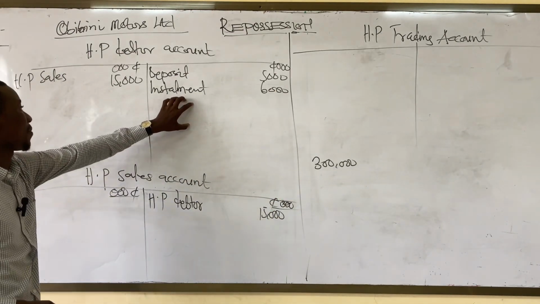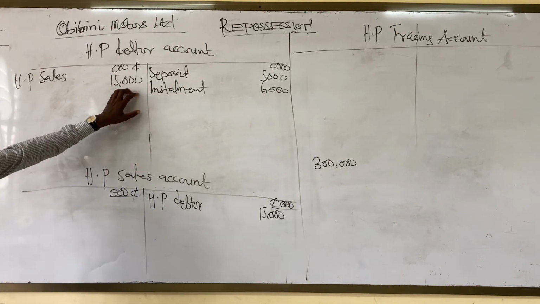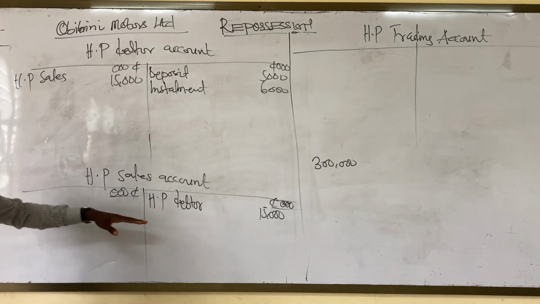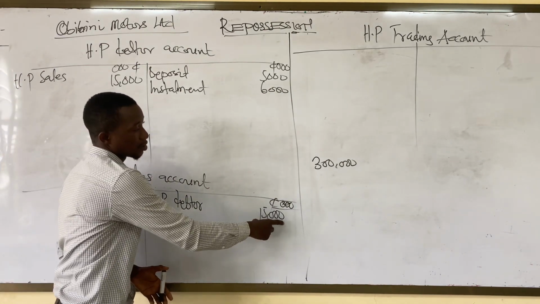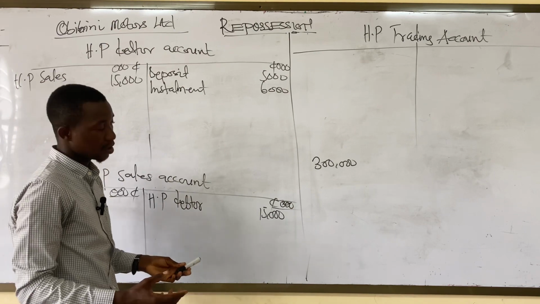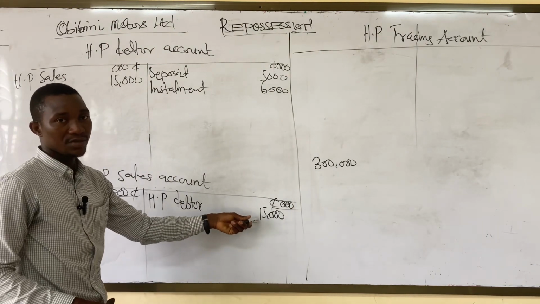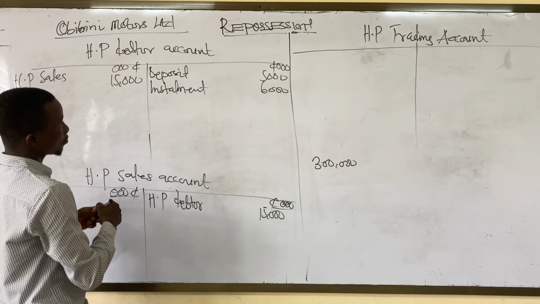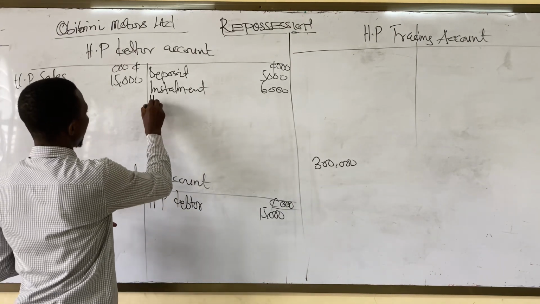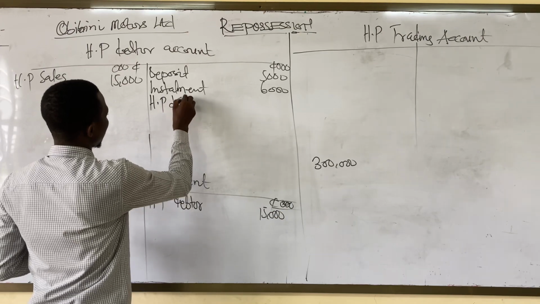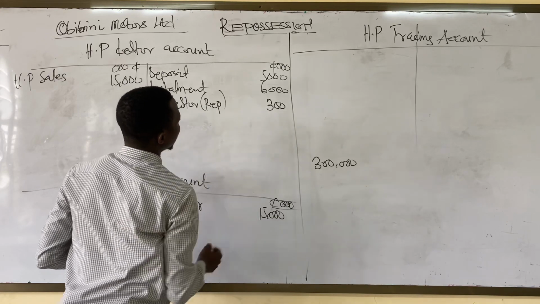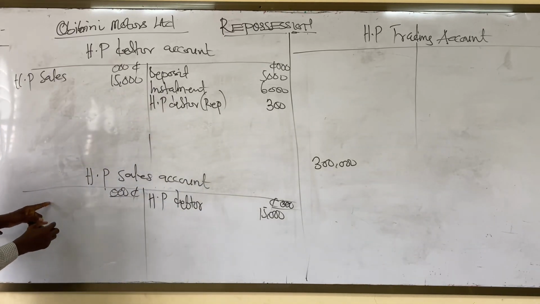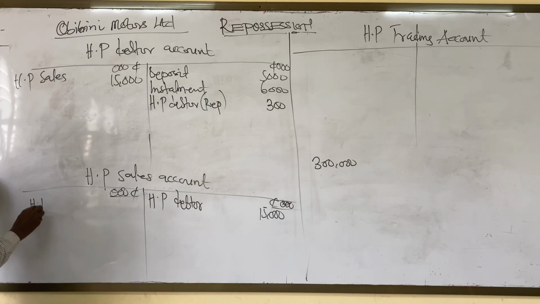So what do we do with the repossessed? We credit this hire purchase debtor account in order to reduce the sales. Then the corresponding entry is that we will be debiting the hire purchase sales account in order to reduce the sales amount. The total sales amount is 15,000, and out of this, 300,000 has been repossessed. So we need to record at the opposite side to reduce the balance. So what we do is that we have HP debtor, is that okay, in the name of repossession, and the amount is 300,000. Then we come to the debit side of hire purchase sales in the name of HP debtor.